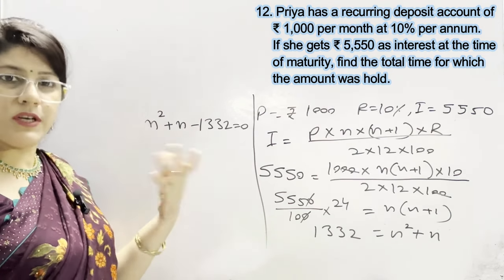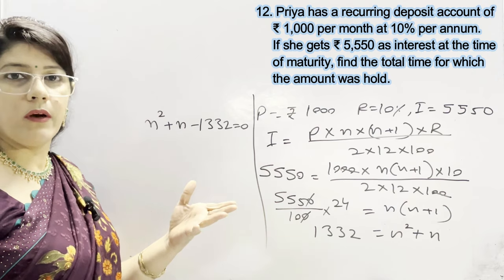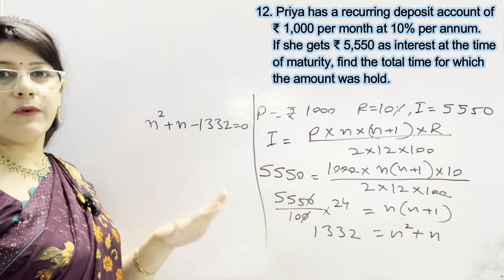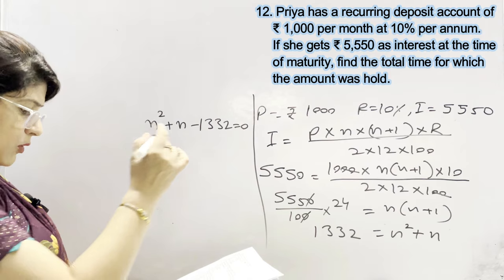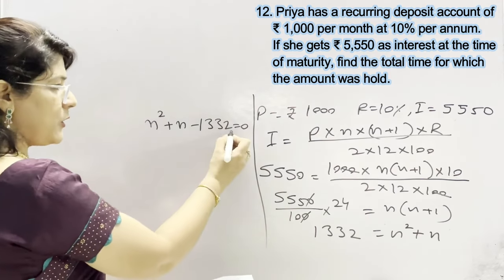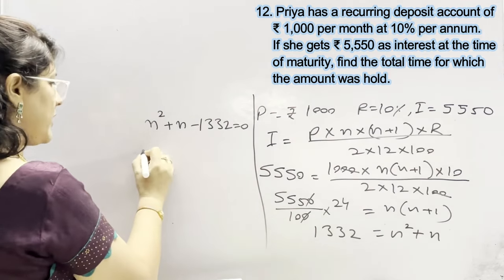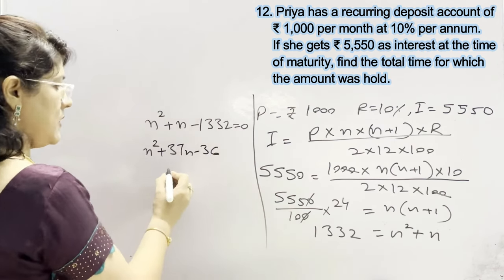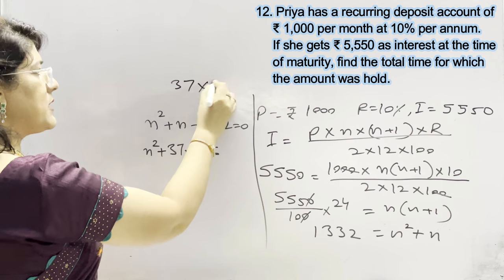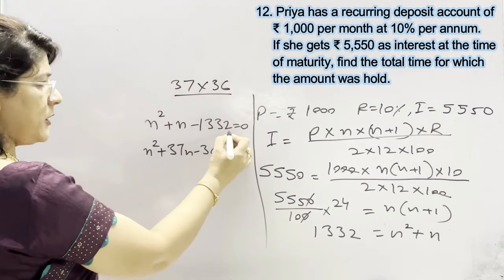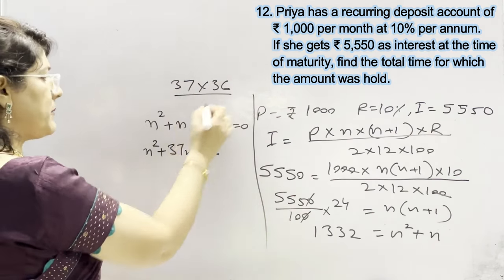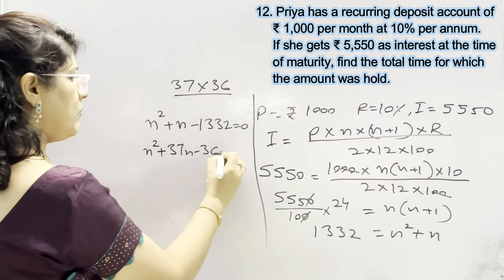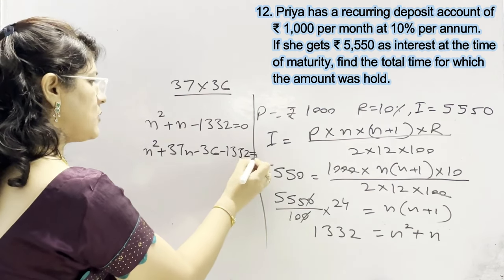Now for solving this quadratic equation, one thing to keep in mind, so that our factors come out to be only 24 or 36 or 12, because they are multiples of 12. So by dividing 1332 by 36, we will get the factors very easily. n square plus 37n minus 36. It means 37 multiplied by 36, we will get 1332, and after subtracting we will get 1 here. So minus 1332 equal to 0.